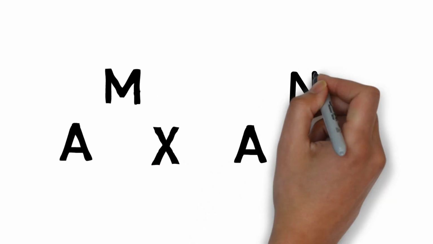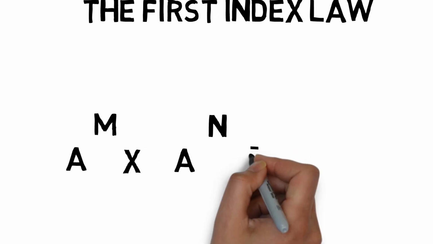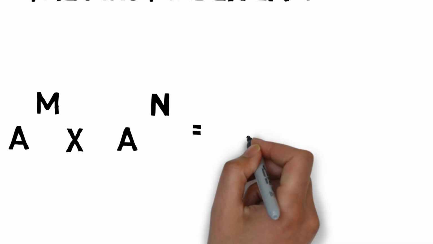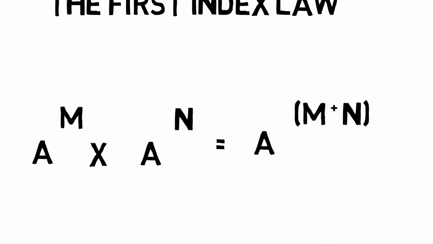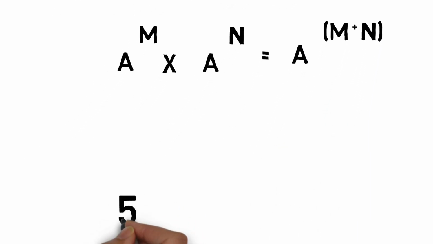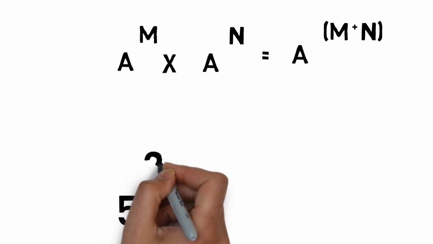Index law number 1. We have a number which is raised to a certain exponent. We multiply the same base number. This is why we talk about A to the m times A to the n. And this second base number has an exponent as well. Now how can we simplify that? If we multiply the same number, we just need to add the exponents, so m plus n. That sounds difficult, but it isn't.